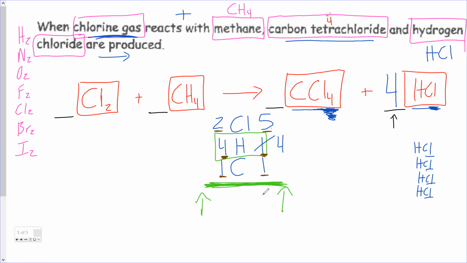So I have 4 chlorines. Let me just show you again where they are. There are 4 chlorines right here. And now there are 4 chlorines because this 4 gets multiplied by this Cl, because really technically there's a 1 right here. Okay. So that's 1, 2, 3, 4, 5, 6, 7, 8. So now I have 8. Now I have 4 hydrogen on this side, 4 hydrogen on this side. That's balanced. I have 1 carbon on this side, 1 carbon on this side. That's balanced. Now I have 8 chlorines on one side and 2 on the other.